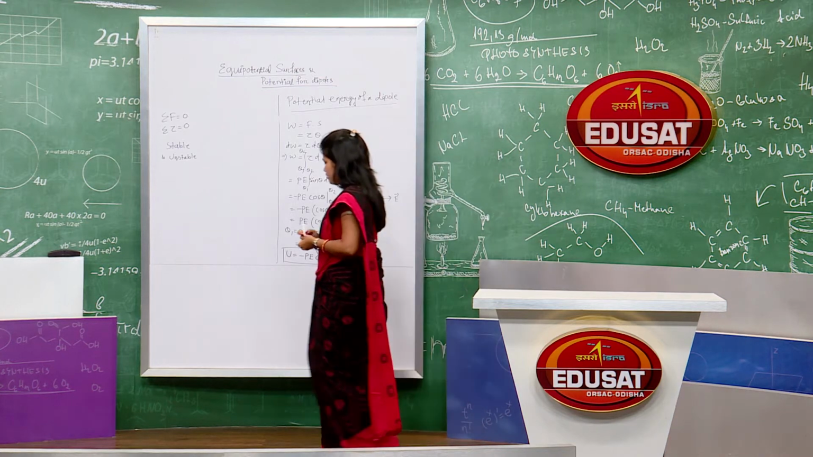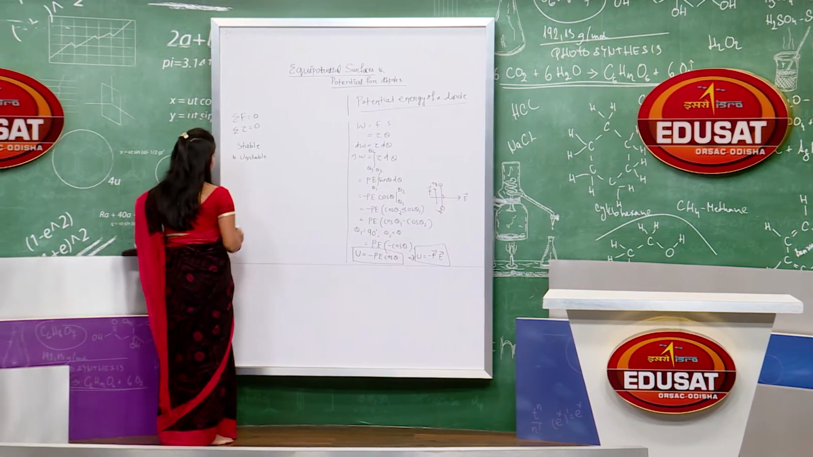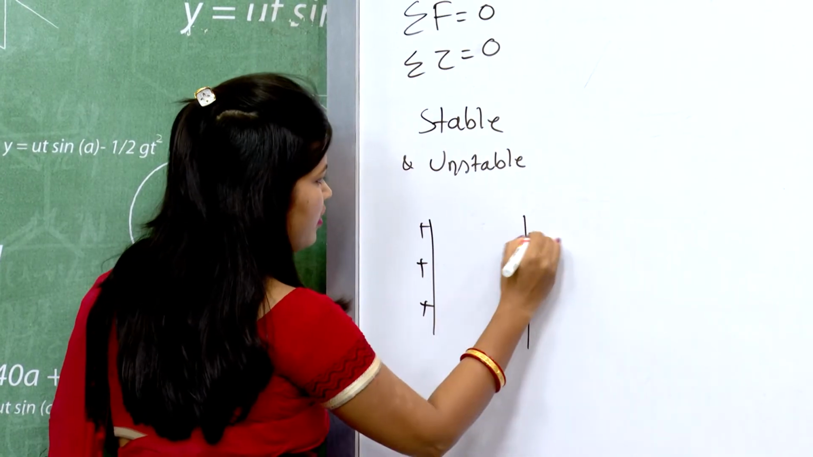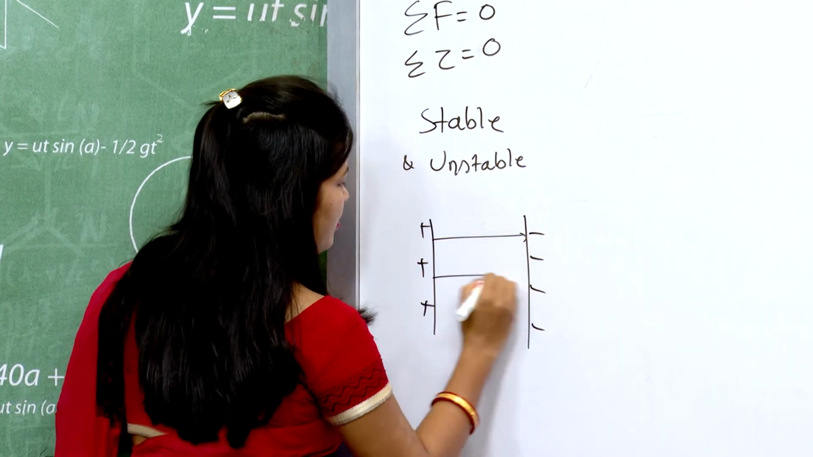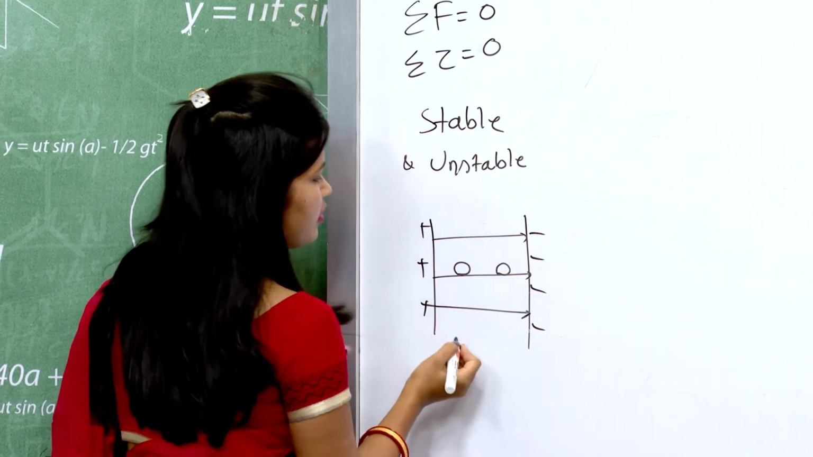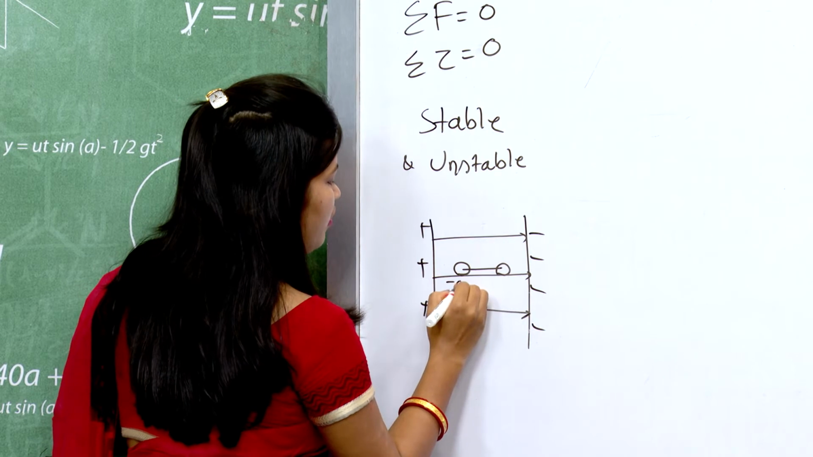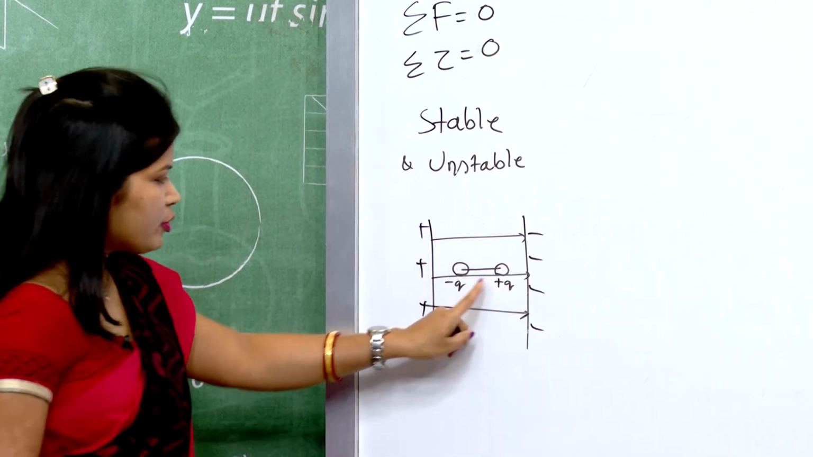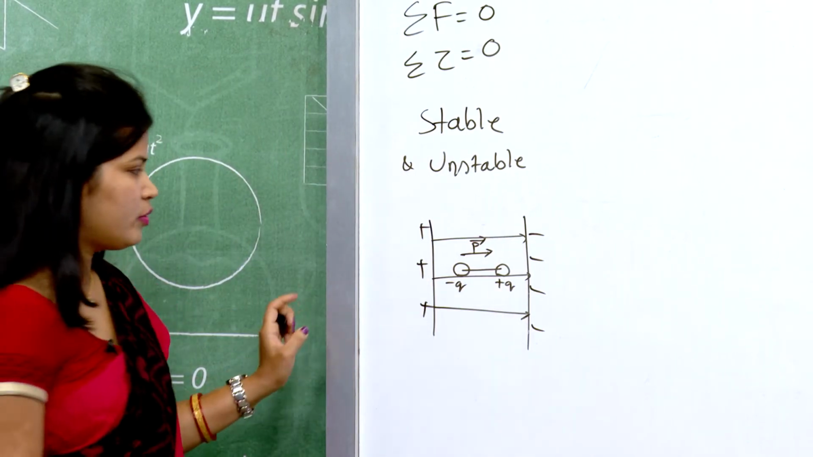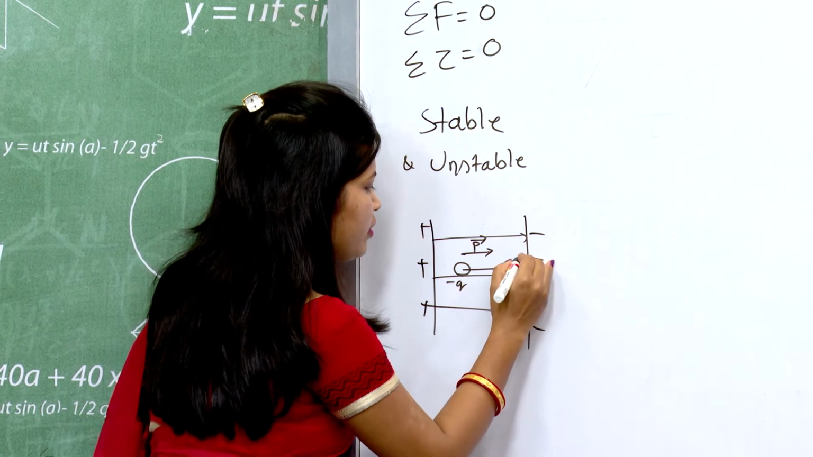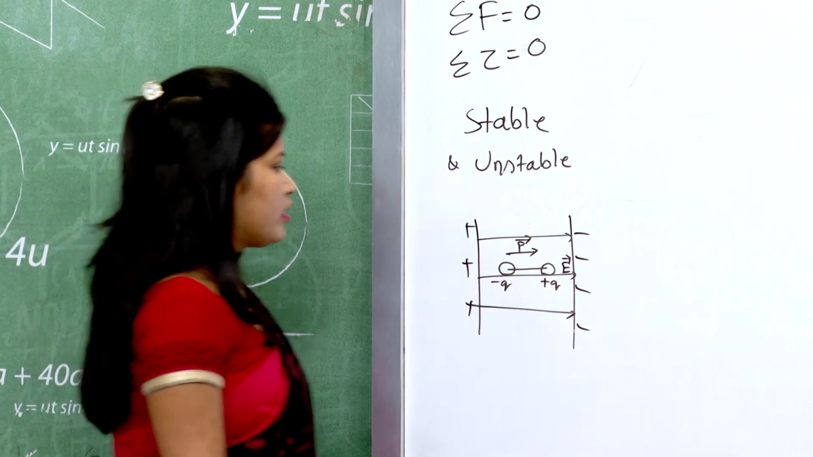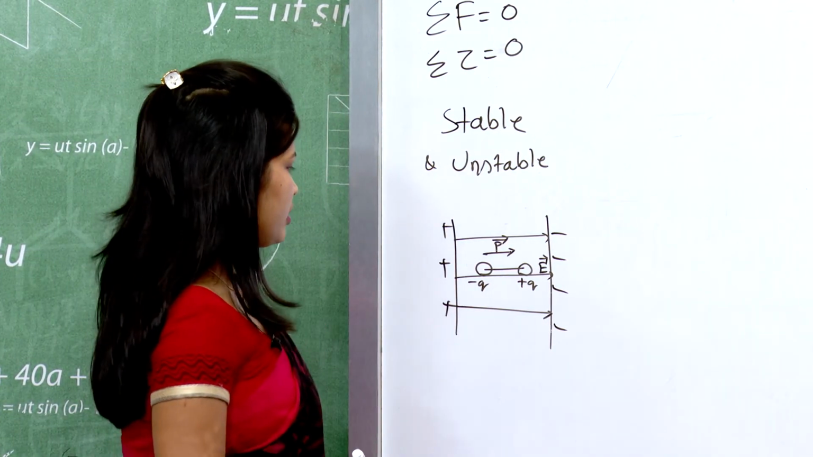Similarly, for the dipole case also, suppose inside an electric field a dipole is kept, with minus q here and plus q here. The dipole moment is from minus q to plus q, and this is E, the direction of the electric field. Then we will find the potential energy.